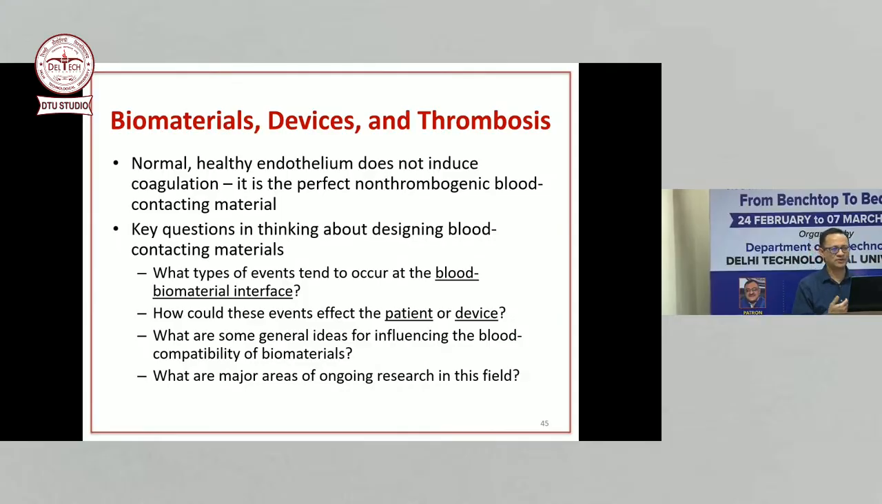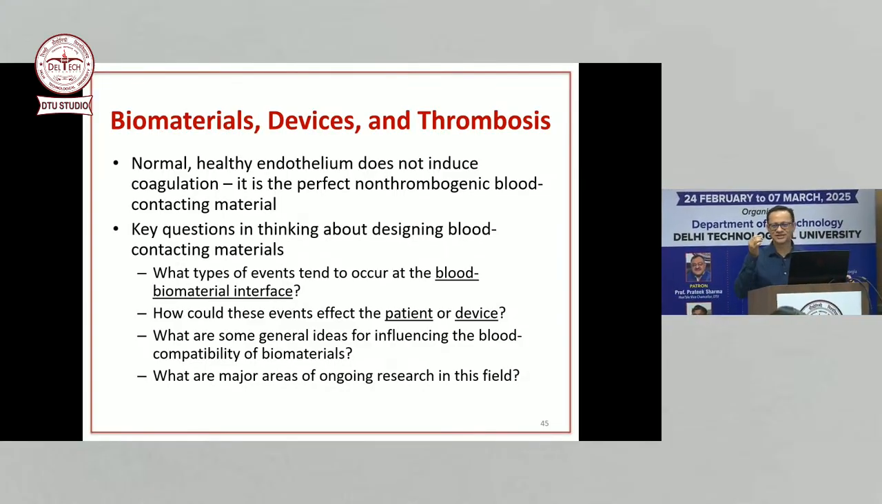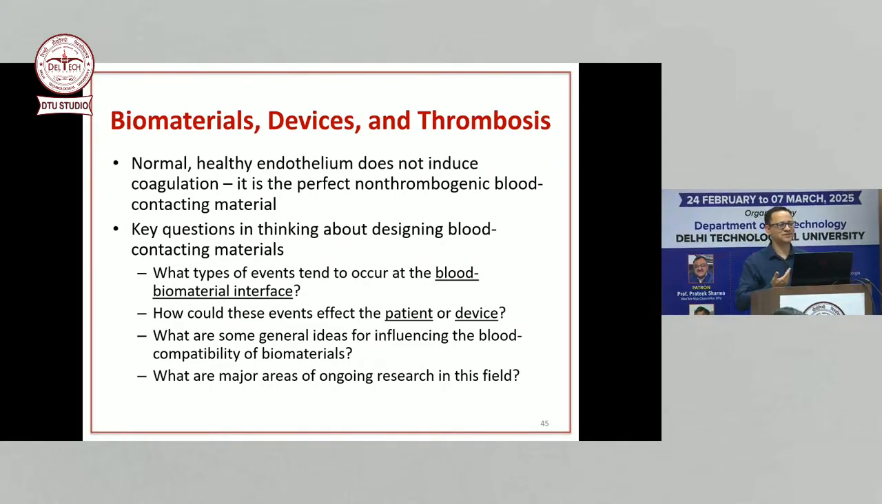Now, the beauty of nature of our body is that tiny blood vessels don't clot. And we have been working for years and years, and I mean not just me, so many great scientists, and we cannot make a non-thrombogenic surface. Sooner or later, it starts clotting. Key questions about designing blood contacting materials: what type of events tend to occur at the blood-material interaction?